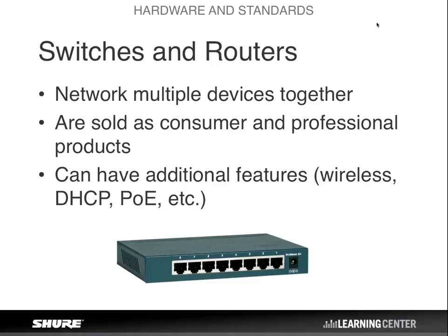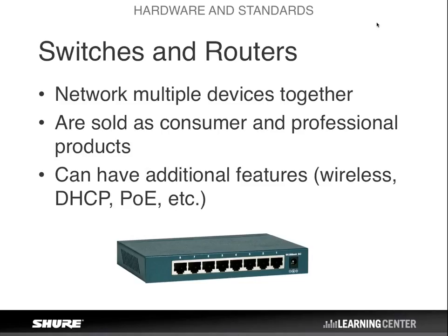Switches and routers. This is a topic I'm sure most of us have heard terms switches and routers before. At the highest level, a switch or a router are both examples of devices that enable you to network multiple network devices together. You connect a lot of devices through a switch or a router. And a point to make is that switches and routers are both sold as consumer and professional products. You can spend $20 on a cheap router and $2,500 on a really nice router.